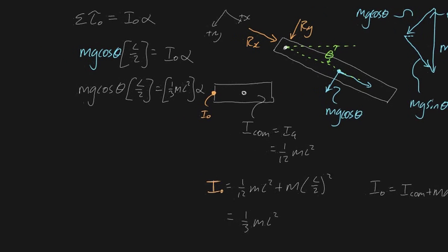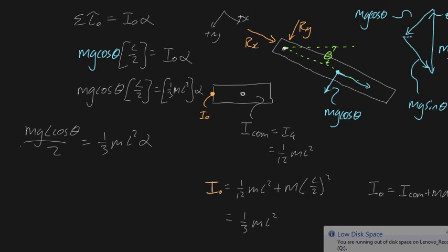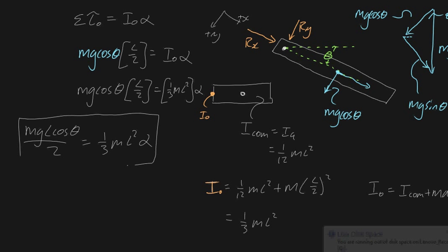Okay, let's get a little bit more space in here. So let's push that off to the right. And we're left with mgl cosine theta on 2 is equal to 1/3 ml squared alpha. Alright, so we're going to get back to this equation in a second. We need this equation to solve the problem. But first, let's take a minor detour.